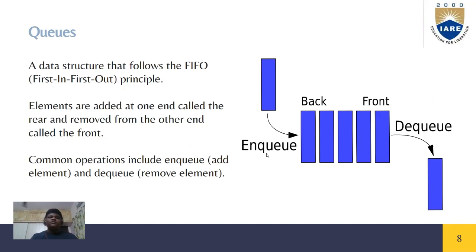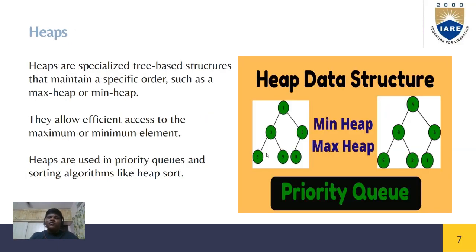Next, queues, a data structure that follows the FIFO, first in first out principle. Elements are added at one end called the rear and removed from the other end called the front. Common operations include enqueue, add an element, and dequeue, remove an element. As you can see in the diagram, enqueue and dequeue operations are being performed. Unlike stacks, here it follows FIFO, which is first in first out. So whatever input you give first always comes out first.